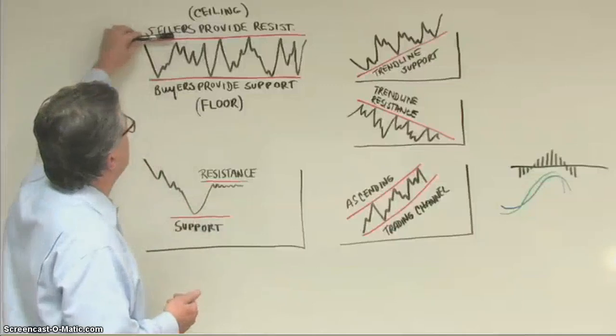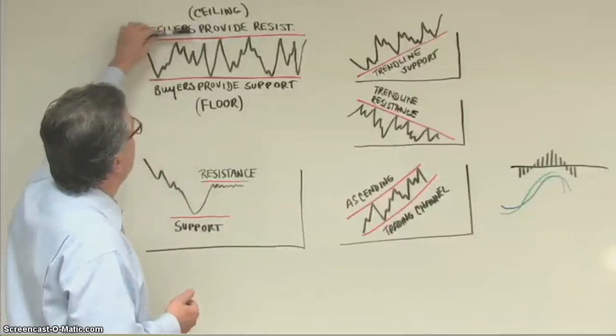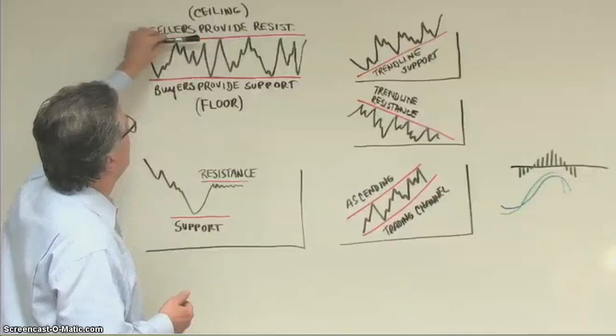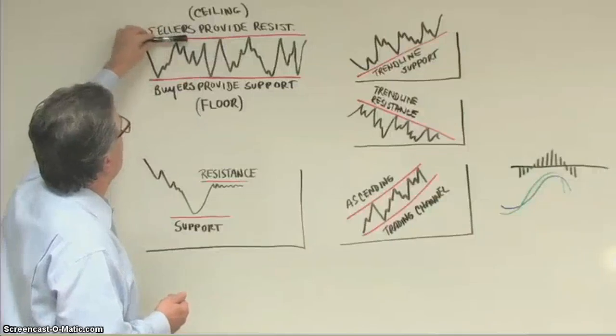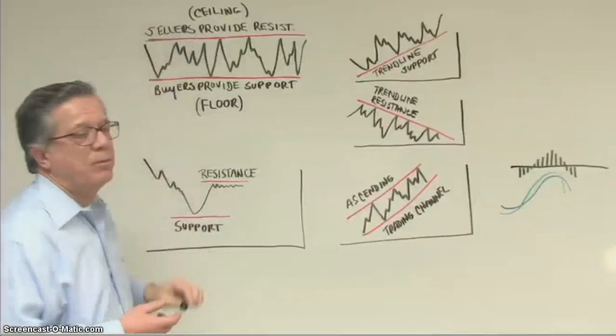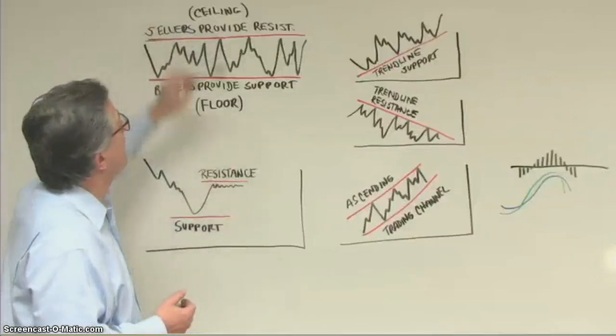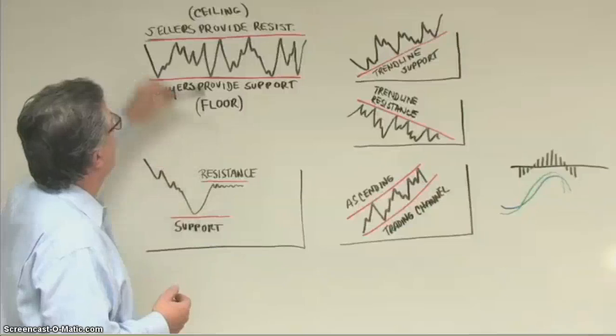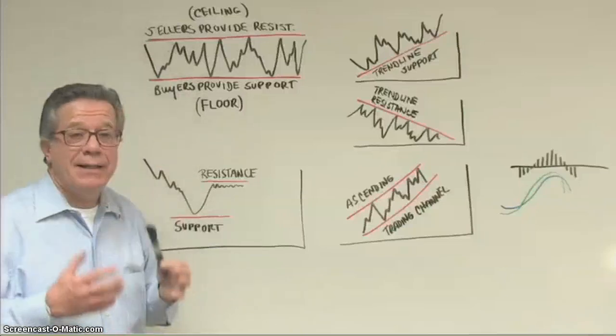The opposite would be true up here. We have a resistance line above price action. Sellers provide the resistance. At this point, sellers outnumber buyers. And as long as sellers outnumber buyers and continue to do so at this resistance level, we're going to see this resistance line remain intact.